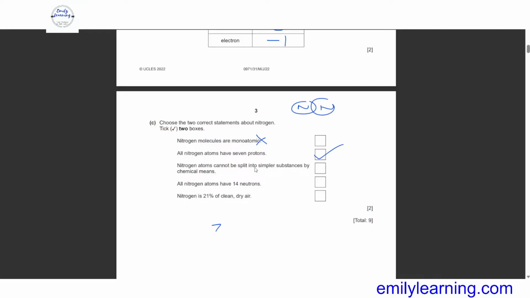Next, nitrogen atoms cannot be split into smaller substances by chemical means. Okay, this is correct because an atom is the smallest particle that cannot be split into simpler substances by any chemical means. Nitrogen has 14 neutrons. If you look at the periodic table, it has a relative atomic mass of 14 and an atomic number of 7. This means it has 7 protons and it has 14 protons plus neutrons. In other words, it means that the number of neutrons is 7, not 14.